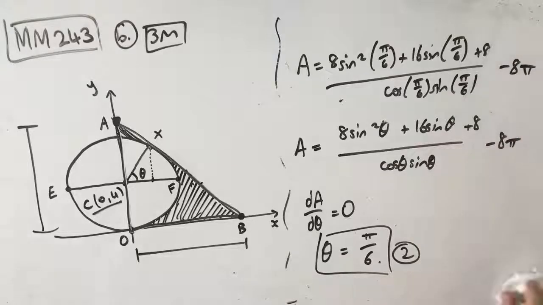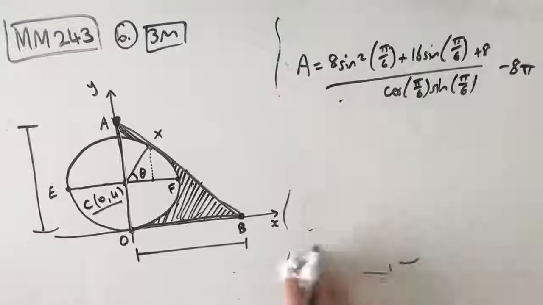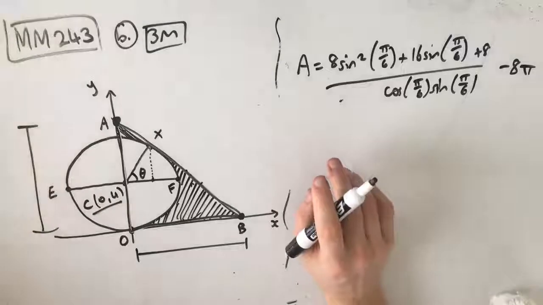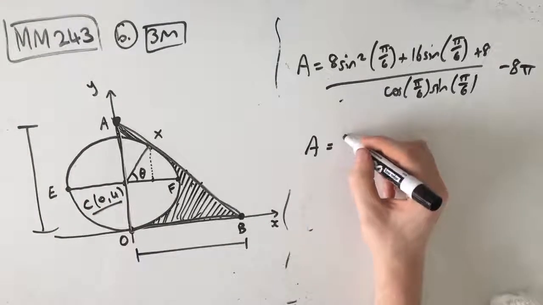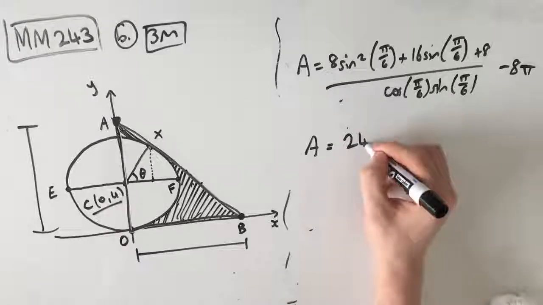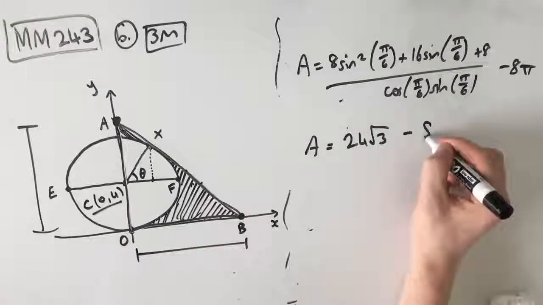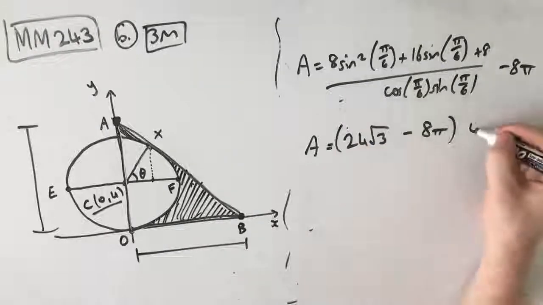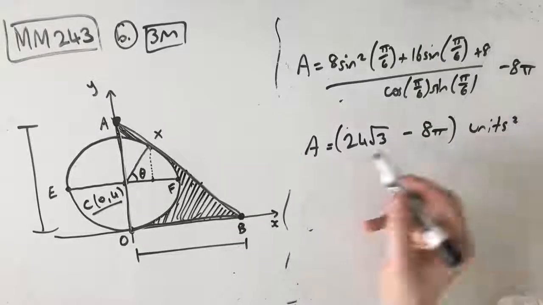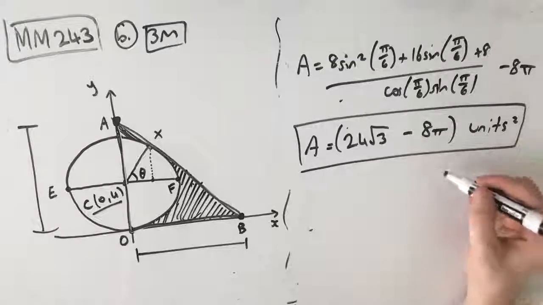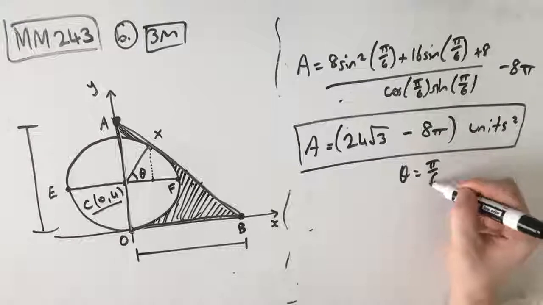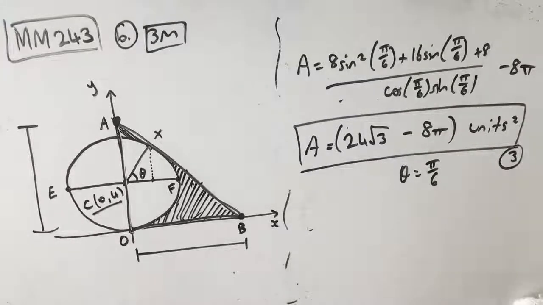take 8 pi, and what we get is 24 root 3 minus 8 pi units squared. So our minimum area is 24 root 3 minus 8 pi units squared at theta equals pi on 6. This area is our third and final mark for part B, and that actually concludes MM243.